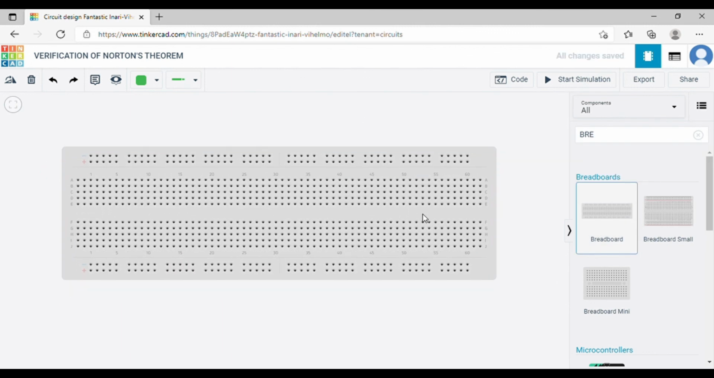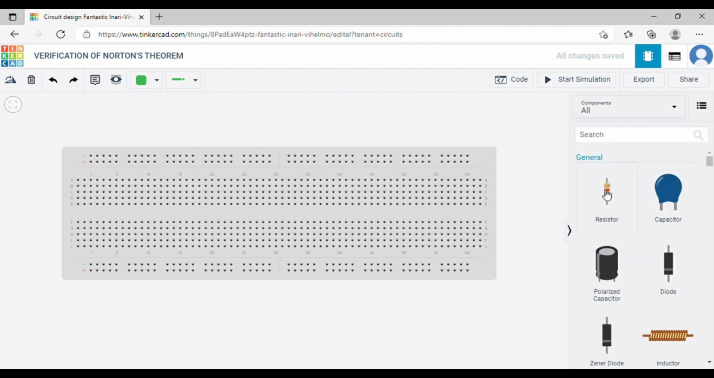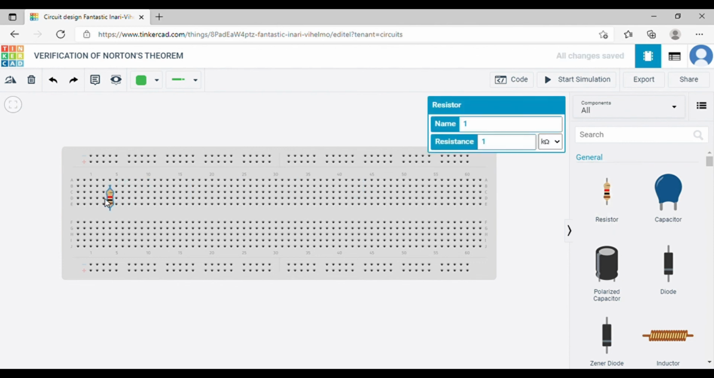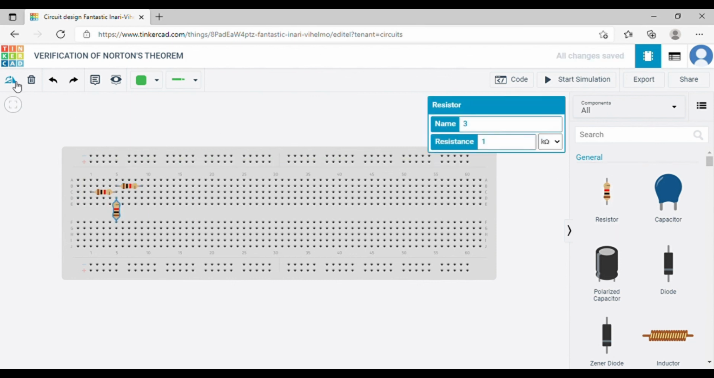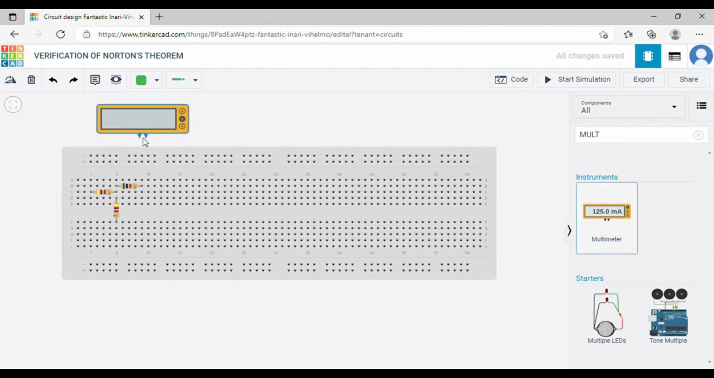The first circuit is implemented in order to find the equivalent resistance of Norton's theorem. The resistors are rotated in the desired direction. The value and units are changed by clicking on the resistor. The mode of measurement is changed to resistance in the multimeter.